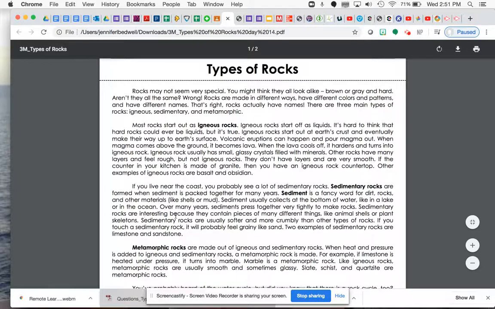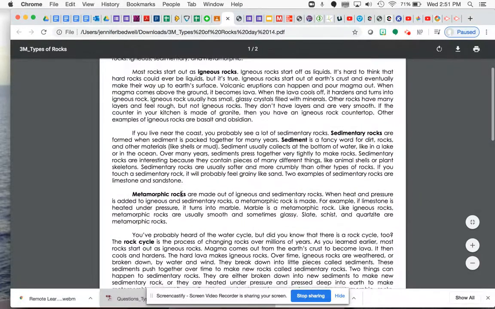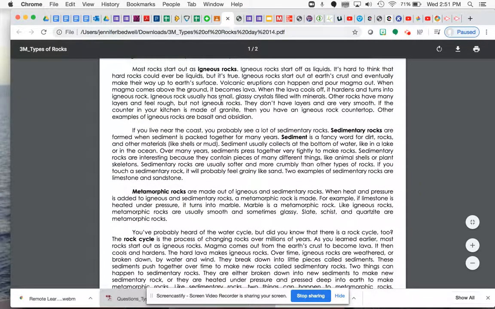Sedimentary rocks are interesting because they contain pieces of many different things, like animal shells or plant skeletons. Sedimentary rocks are usually softer and more crumbly than other types of rocks. If you touch a sedimentary rock, it will probably feel grainy like sand. Two examples of sedimentary rocks are limestone and sandstone. All right, so your answer for number 3 is right in paragraph 3. And also number 6.